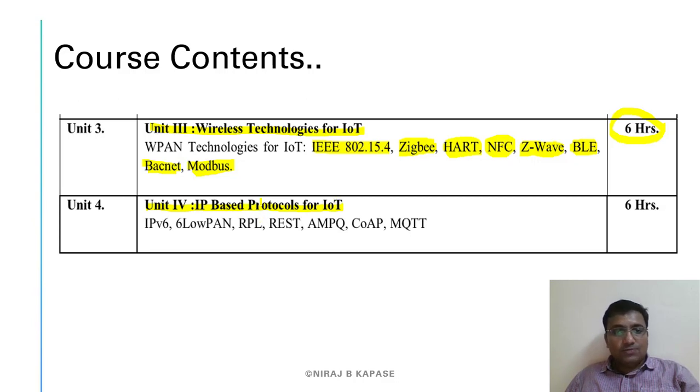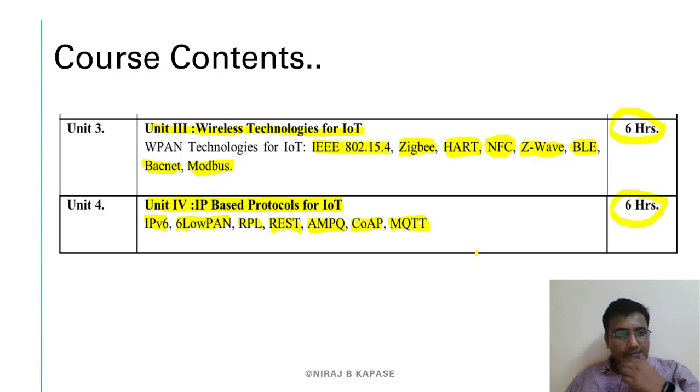Okay, so next unit is unit number 4. This is IP based protocols for IoT. Basically this is again a protocol or topology unit. In this we are going to learn different standards like IPv6, Internet Protocol version 6, 6LoWPAN, again a protocol standard, then RPL, again a protocol standard, REST, then AMQP and CoAP, that is Constrained Application Protocol, and MQTT, that is Message Queuing Telemetry Transport protocol. These are the different standards available in the market for IoT, so we are going to learn those in this unit number 4. Again, unit number 4 requires 6 hours. Okay, so this is about unit number 4.